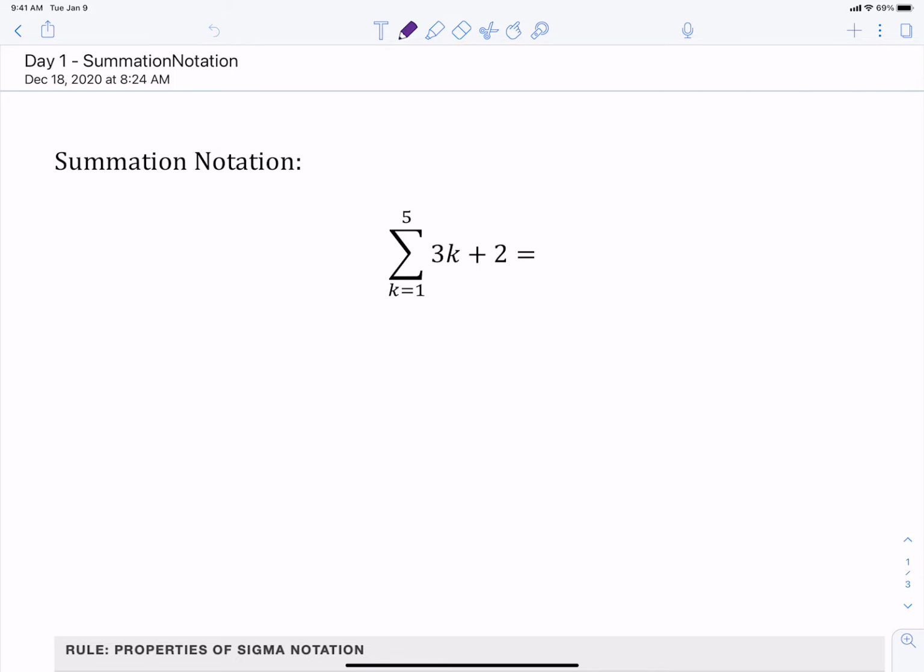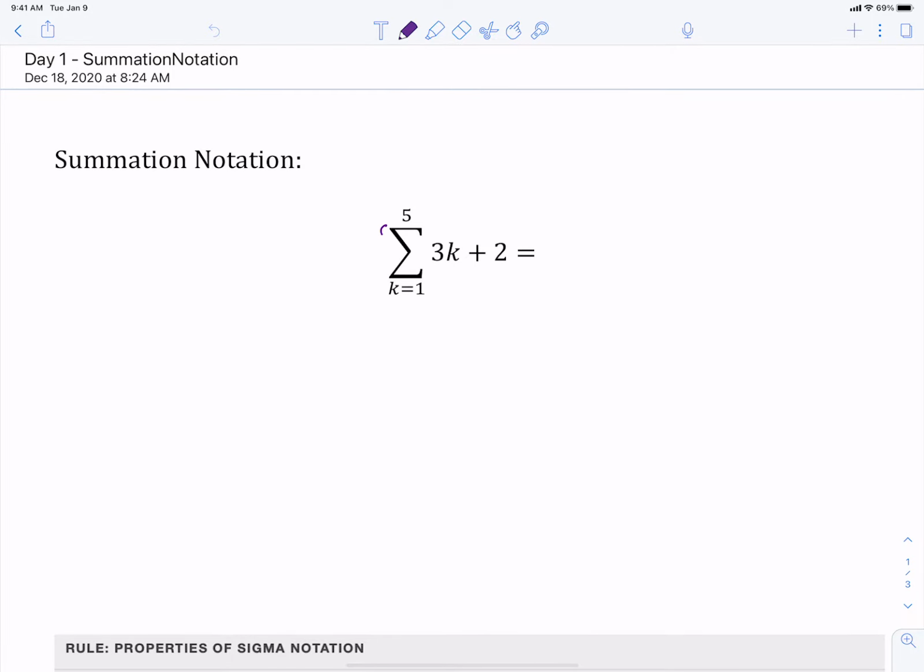Now we're going to look at summation notation. This might be something that you've seen before, but this might be something totally brand new. The nice thing is it's not anything too tough. We've got this expression here that looks kind of crazy, but there is a lot of information packed into this small package.